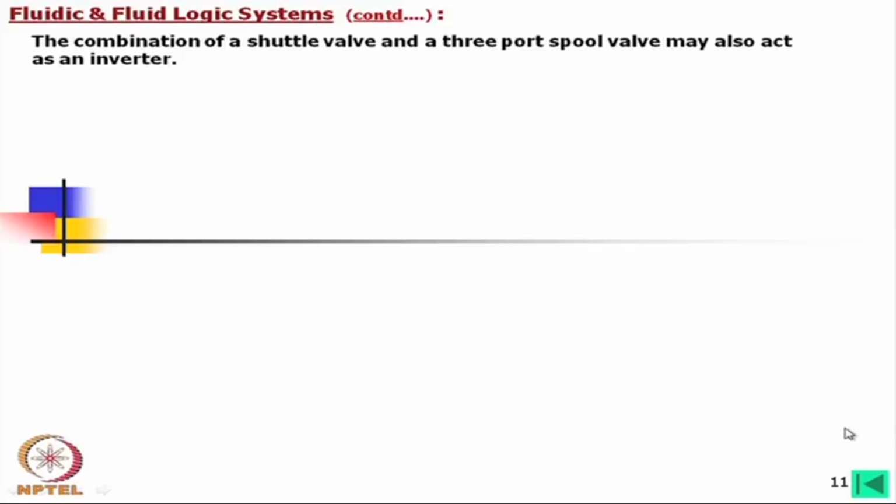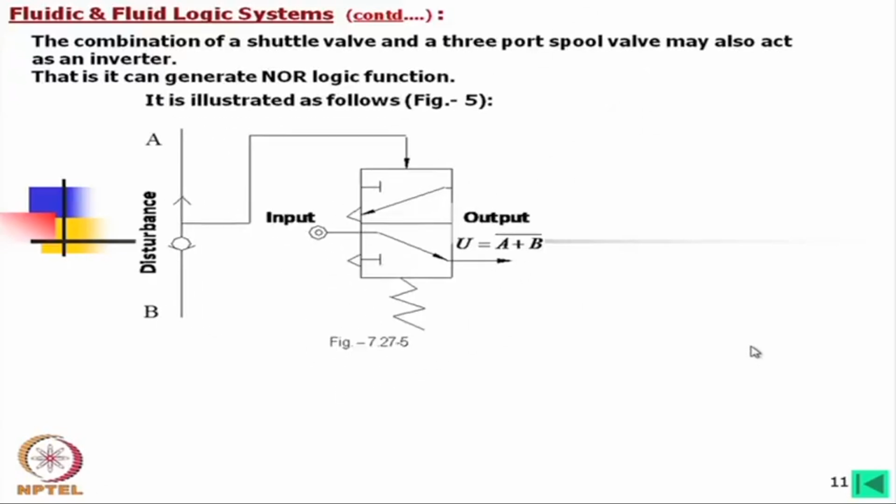The combination of a shuttle valve and a 3-port spool valve may also act as an inverter. This I will show. That is, it can generate NOR logic functions. How? Now, what have we used? We have used a shuttle valve here, and then we have used another 3-port spool valve.